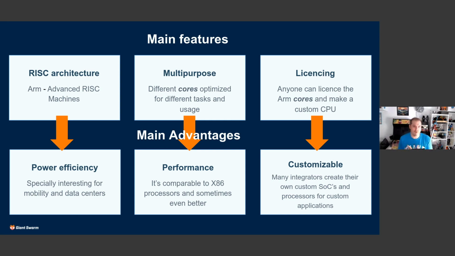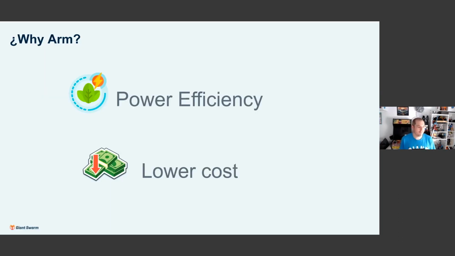Focus on performance, focus on efficiency, or a mix. This allows all the computer and phone makers to customize these processors to get the features they want. So the two main features we are focusing on today are power efficiency and lower cost, which come from simplicity, and this is very important. We will see that the reason to use ARM processors is basically these two.